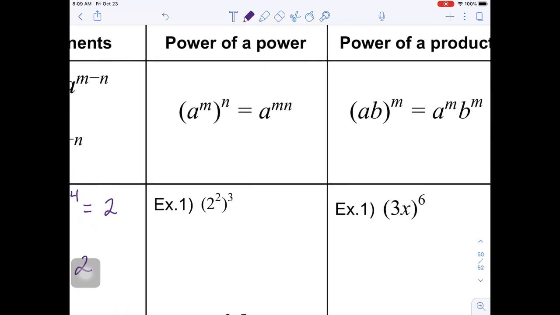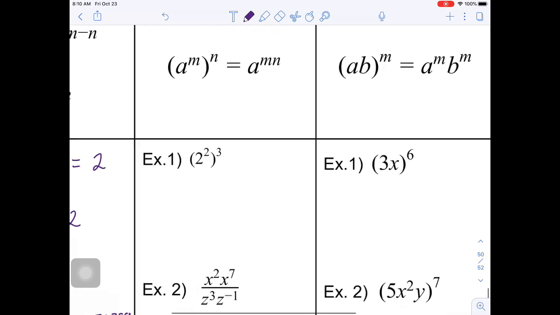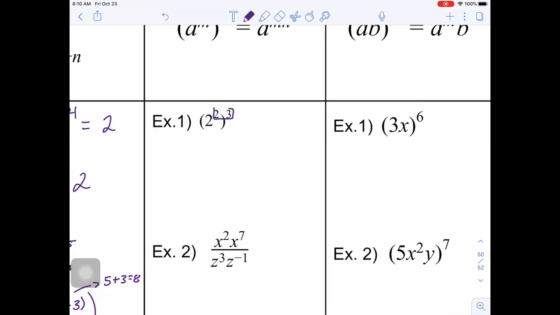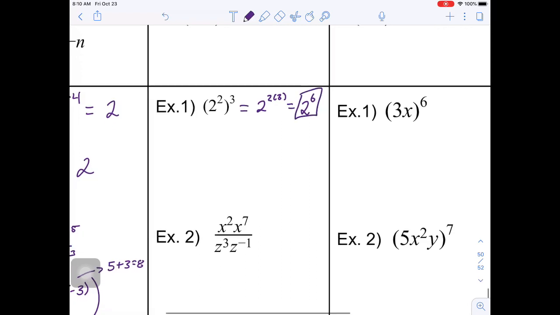Let's go to the power of a power law. This is where you have a single base and you have an exponent, and that exponent is also to the power of something. When this happens, you simply just multiply their exponents. So here we can see that's 2 to the power of 2 to the power of 3. Since these two exponents are both applying to 2, we're going to end up doing 2 to the power of 2 multiplying 3. 2 times 3 is 6, so this will be 2 to the power of 6.